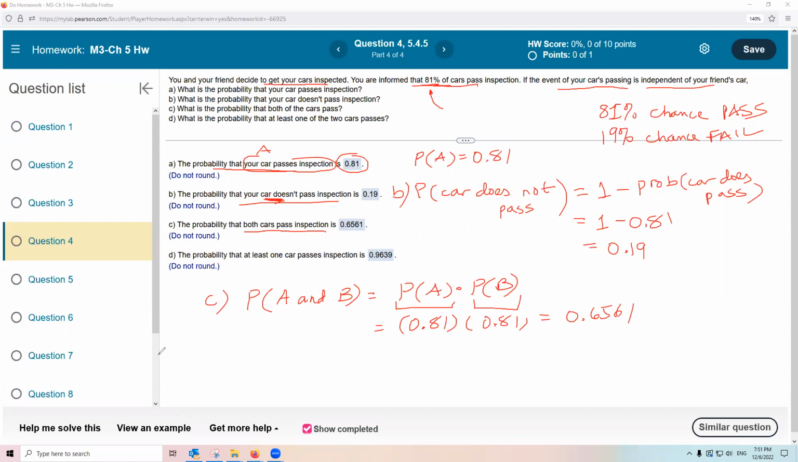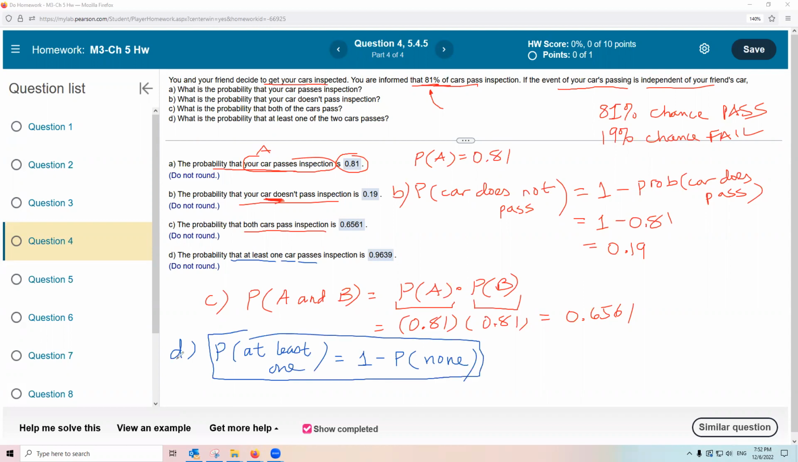Let's go to part D. Part D is a little tricky. It says, what's the probability that at least one car passes inspection? Well, if I want to know the probability of at least one, the formula to use here is 1 minus the probability that none of them pass inspection. Because if you think about the probability that no car passes inspection, the complement of that is at least 1. So this is a probability formula that's very handy. If you want to know the probability of at least 1, it's 1 minus the probability of none.